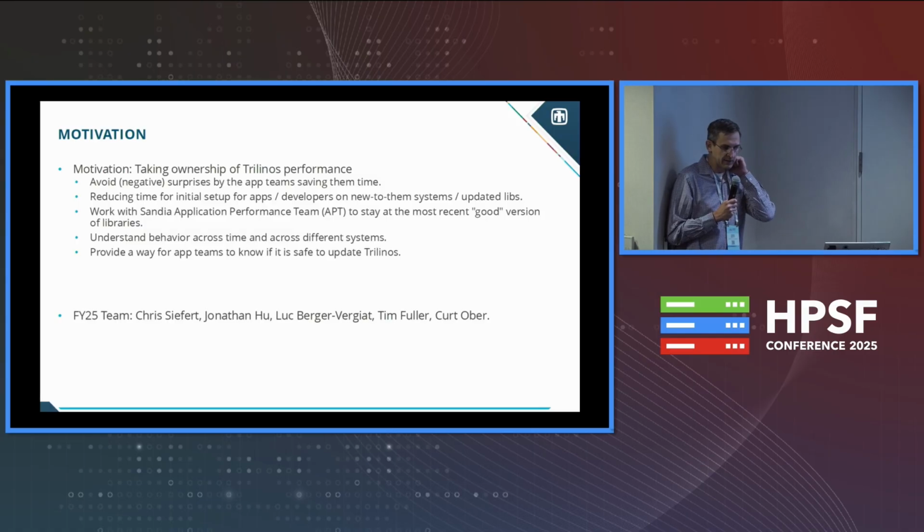So why did we start doing this? One of the goals we had was to sort of take ownership of Trilinos performance, right? We don't want our applications people, like poor Malachi, to be surprised because we checked something into Trilinos that slowed his stuff down. We also want to make it easier to do an initial setup, right?